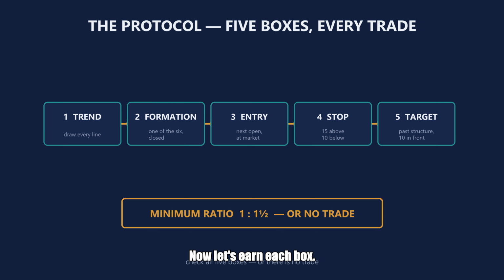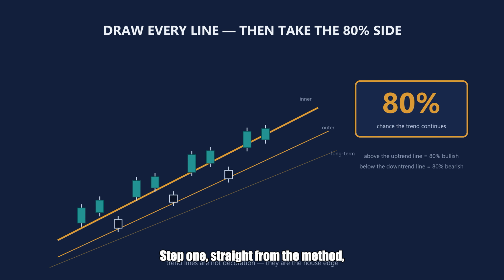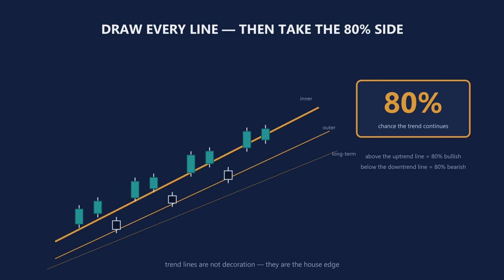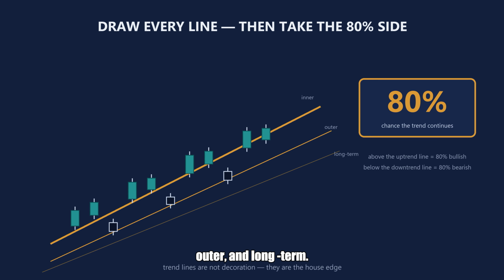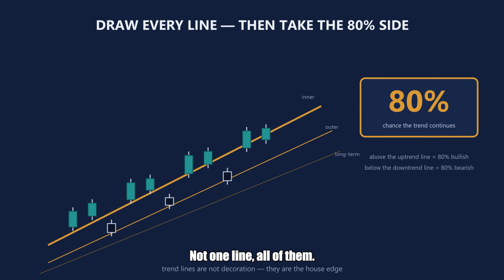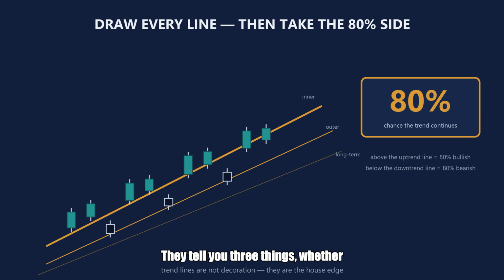Now let's earn each box. Step 1. Straight from the method. Draw all your trend lines, inner, outer, and long-term. Not one line, all of them. They tell you 3 things: whether the market is in an uptrend, a downtrend, or whether a line just broke, which is the early warning of a reversal.